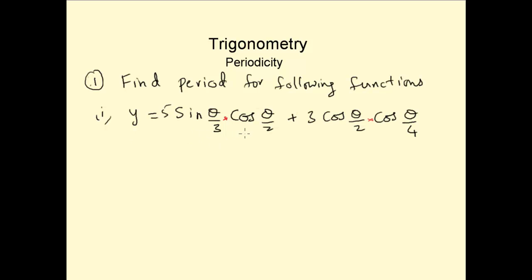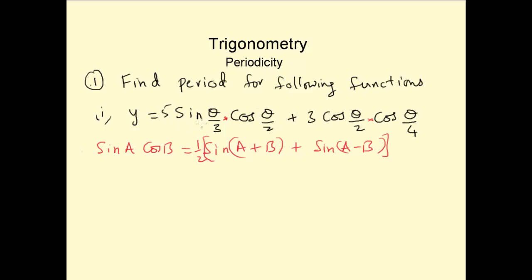Here we have sine A cos B. We know the formula for 2 sine A cos B, which converts the product to sums or differences. This would be sine(A plus B) plus sine(A minus B). So if there is no 2 here, the 2 will go to the other side, so we can erase the 2 here and put it as a half.